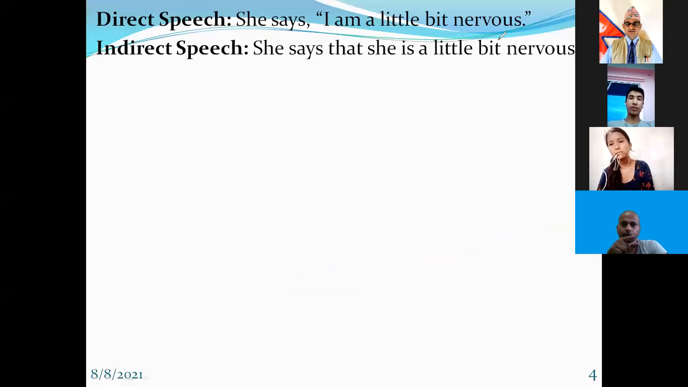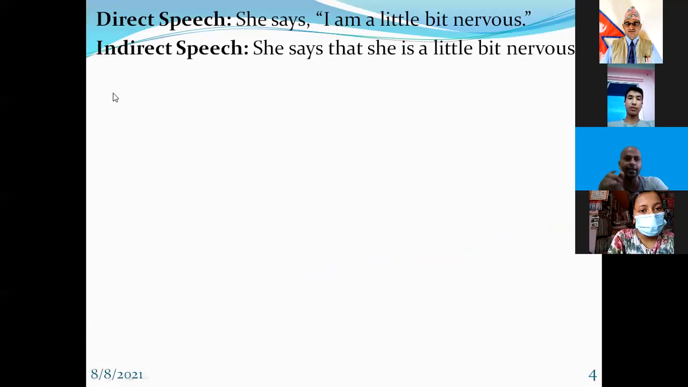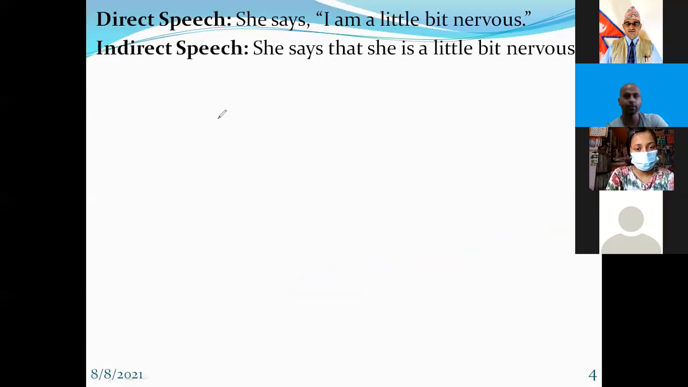Sir, while changing into indirect speech, says is not replaced by tells. To use tell, there must be an object. If there is says to me, this time it will be tells. Yeah, very good. She says to me, I'm a bit nervous. She tells me, I'm a bit nervous. At that time, it works.